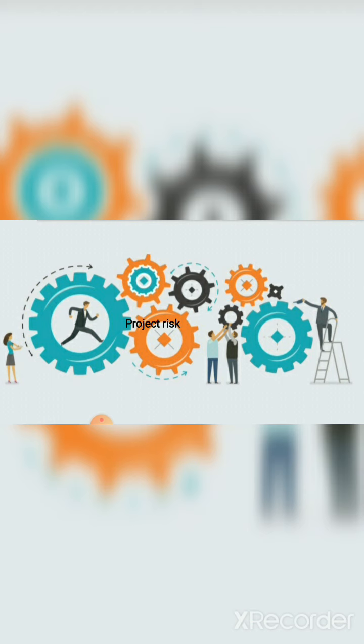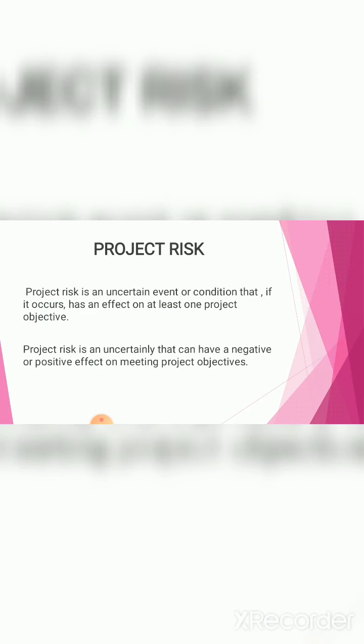Number fourth one is project risk. This is my last topic. Let's see what is the project risk. Project risk is an uncertain event or condition that, if it occurs, has an effect on at least one project objective. Project risk is an uncertainty that can have a negative or positive effect on meeting project objectives.